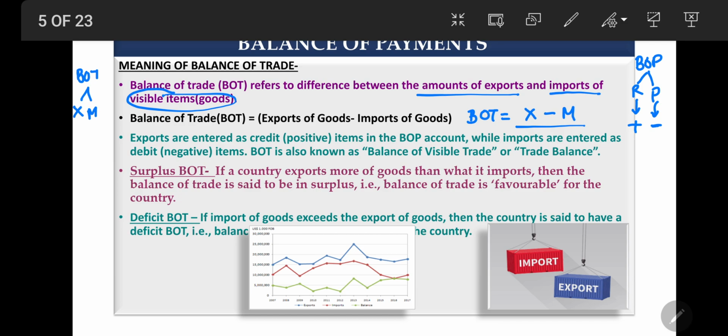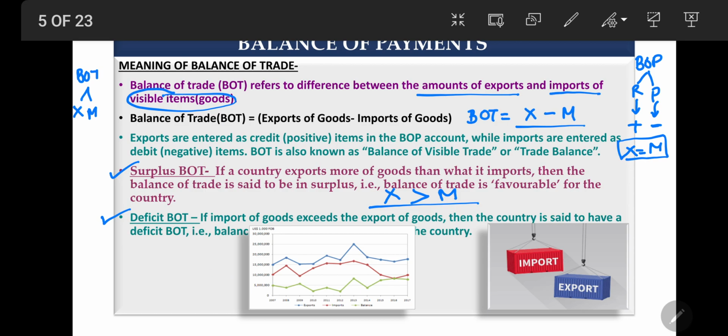So if exports are equal to imports, there is balance in the balance of trade. This is a very rare phenomenon. Either you have a surplus BOT, that is balance of trade, or you have a deficit BOT. When do we have a surplus BOT? When exports of goods is more than imports of goods. Please remember, we are talking about visible items only. So when exports of goods is more than the imports of goods, it is considered as surplus balance of trade.